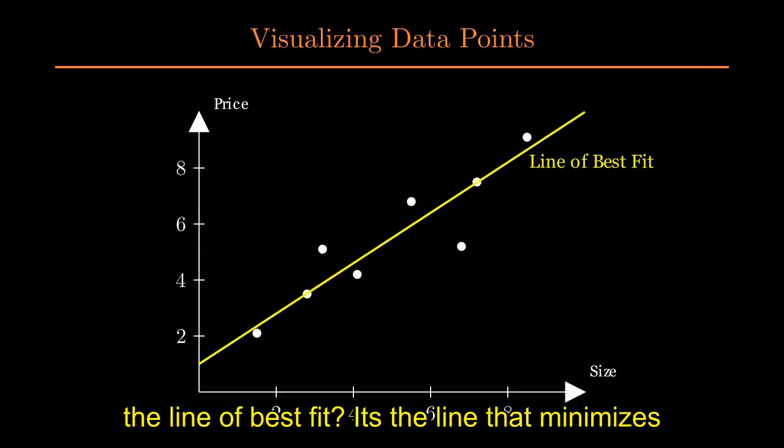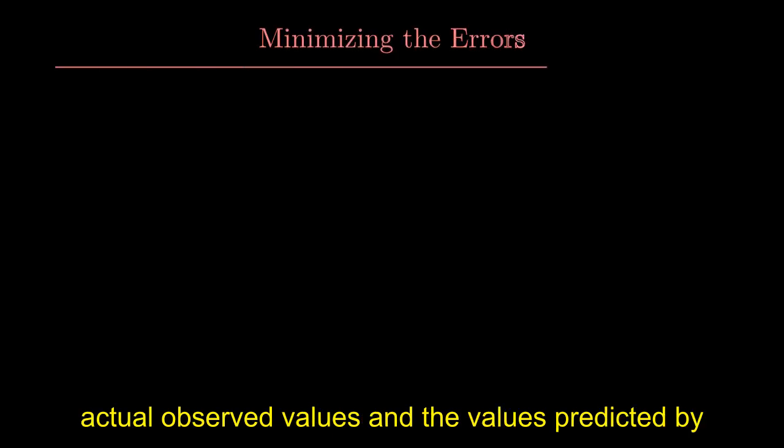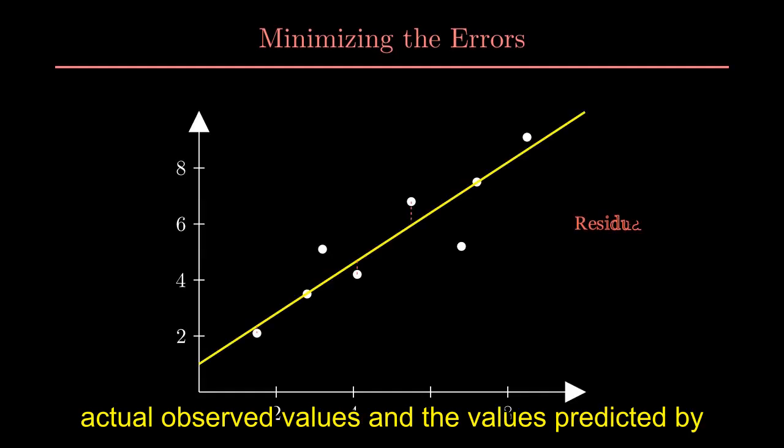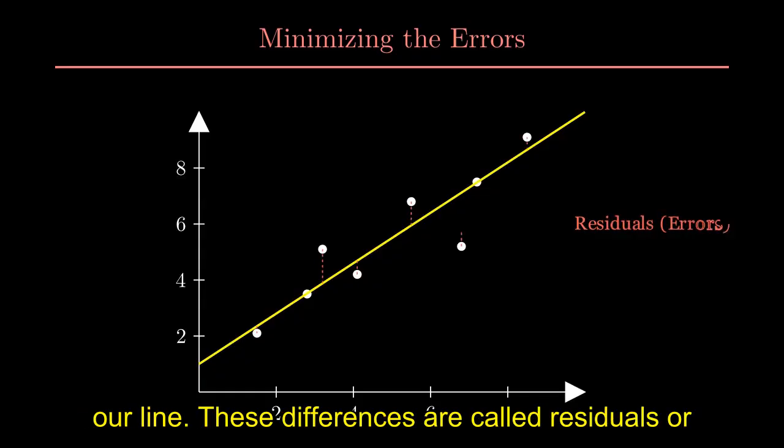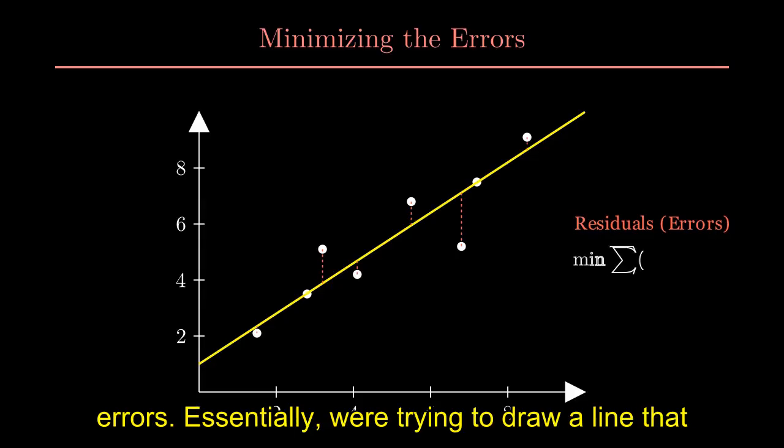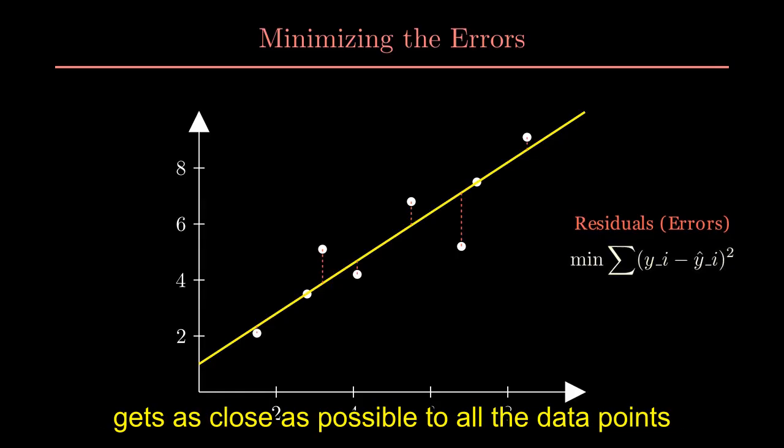What makes it the line of best fit? It's the line that minimizes the sum of the squared differences between the actual observed values and the values predicted by our line. These differences are called residuals or errors. Essentially, we're trying to draw a line that gets as close as possible to all the data points collectively.